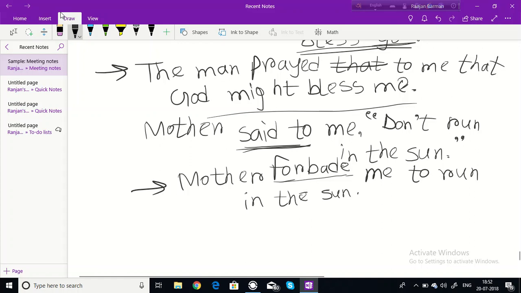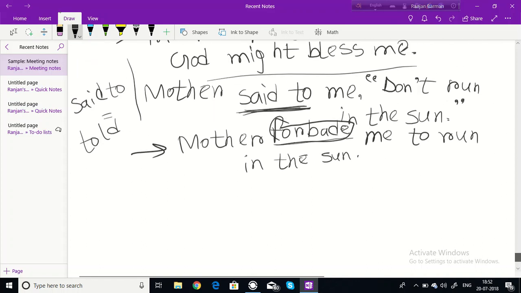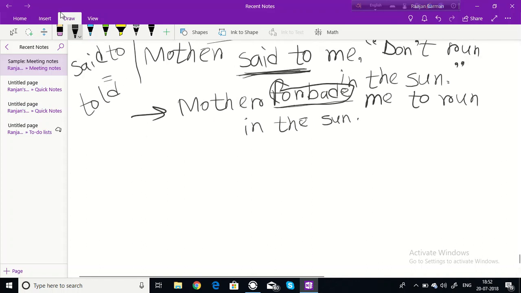And if we are not sure about this forbade, then we should write that we know that said to is equal to told. So if we don't know that said to format, then we have to write that, and here it is don't.